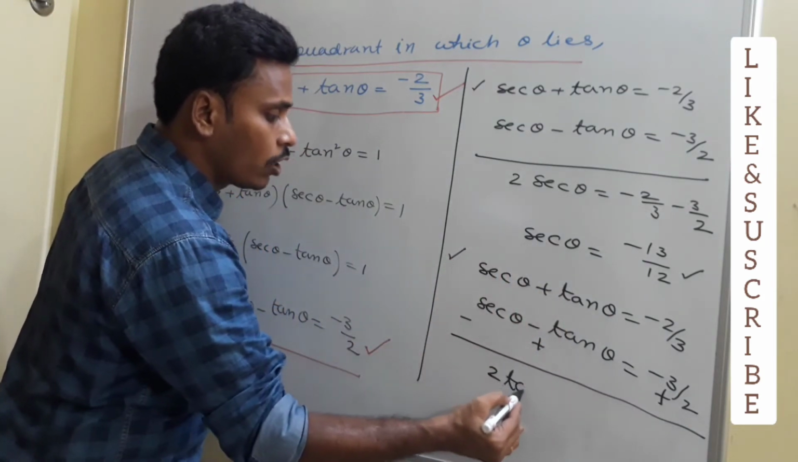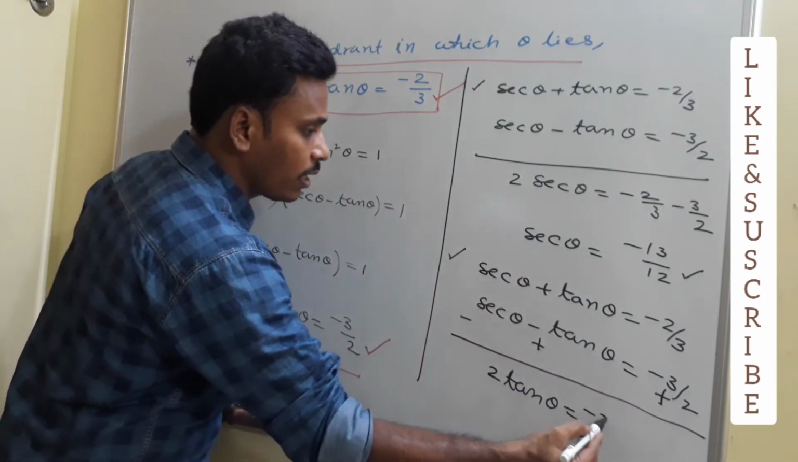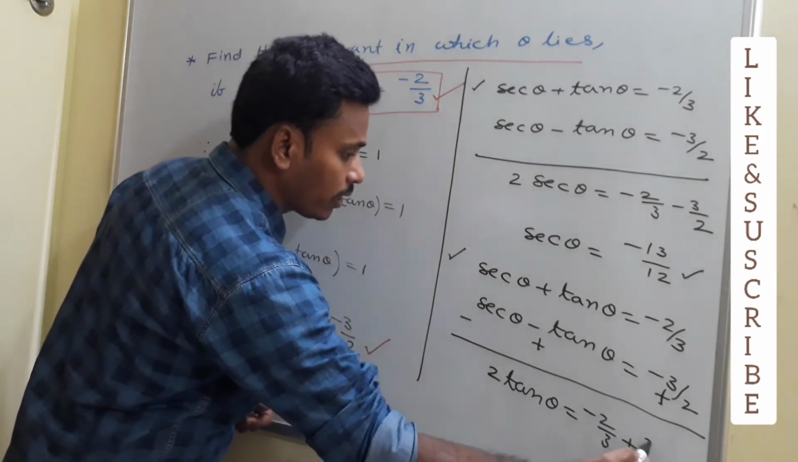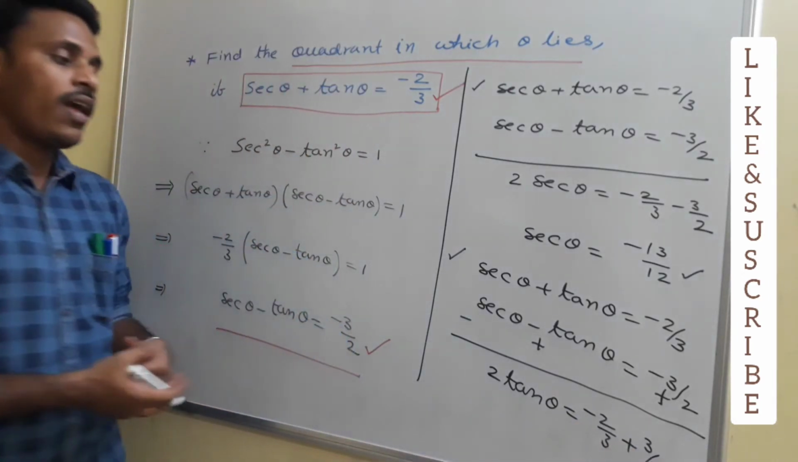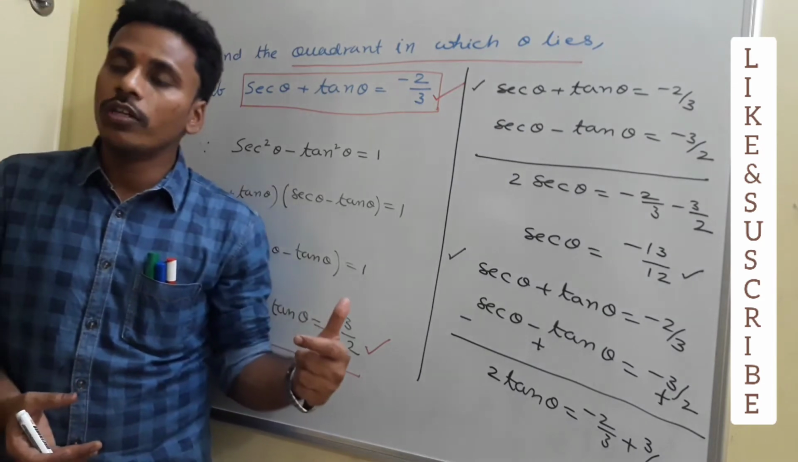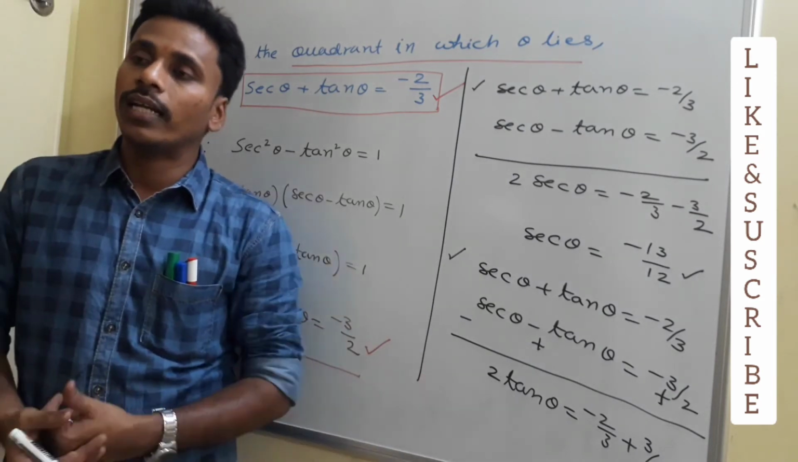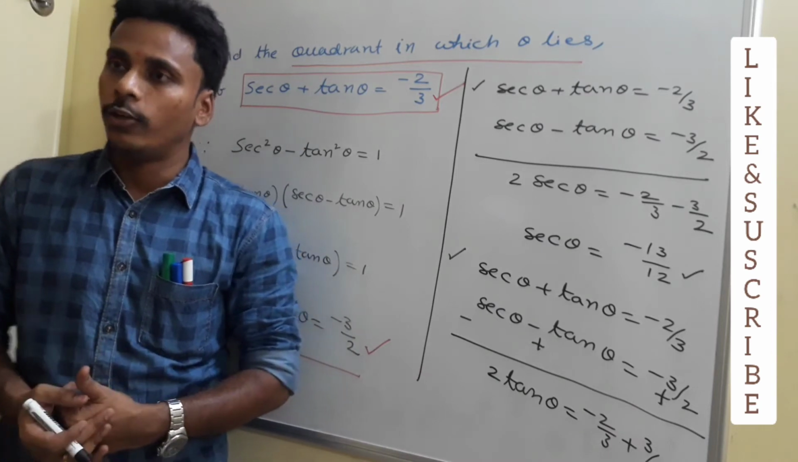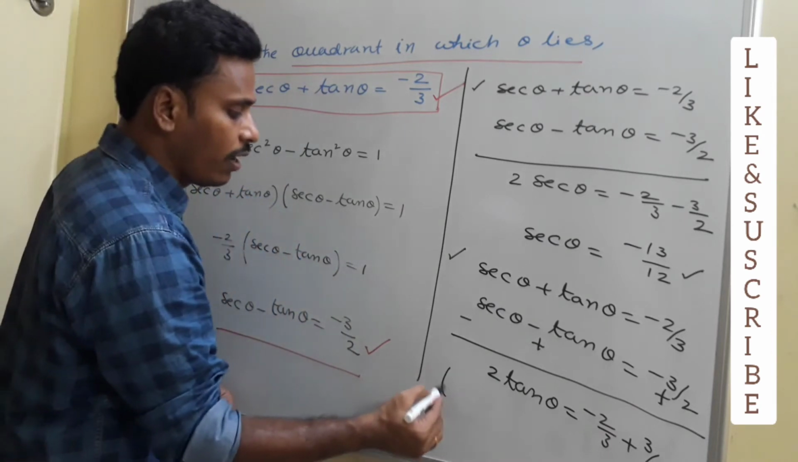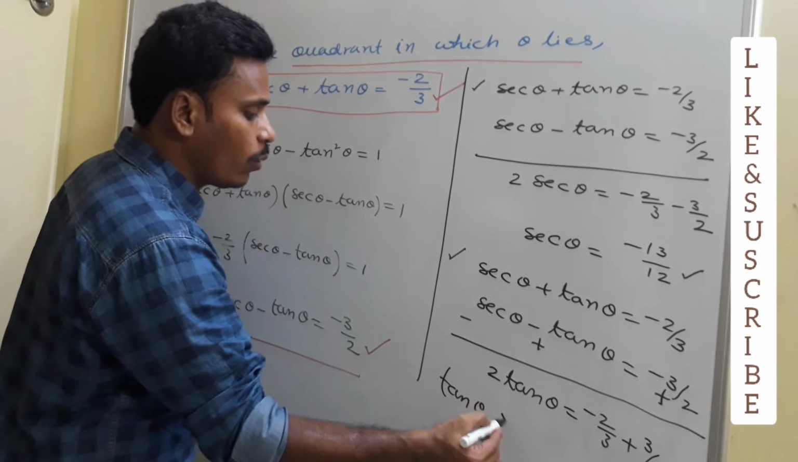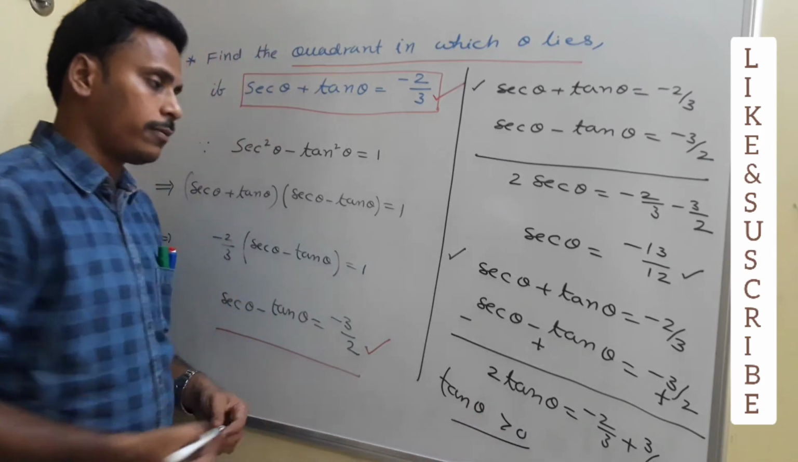You have that 2 tan theta is equal to minus 2 by 3 plus 3 by 2. Have a look at that. 3 by 2 is more than 1, 2 by 3 is less than 1, and from there you will get tan theta as a positive value. That's enough for us actually. We don't need the value, we need whether it is positive or negative, that's it.